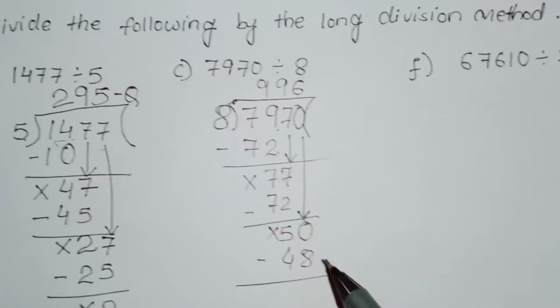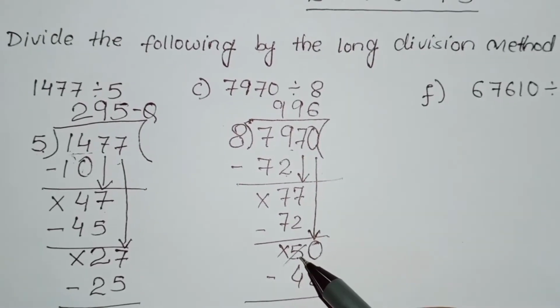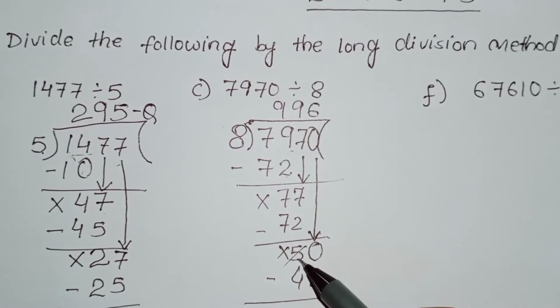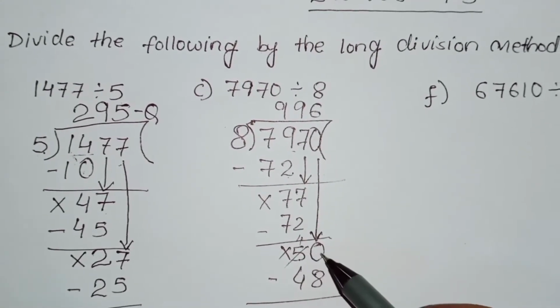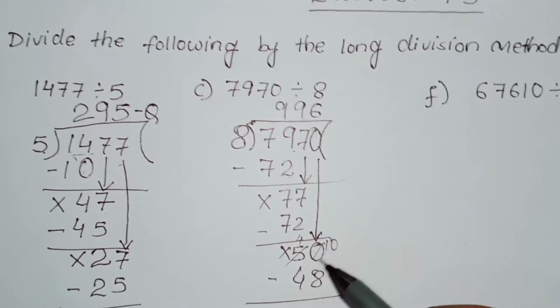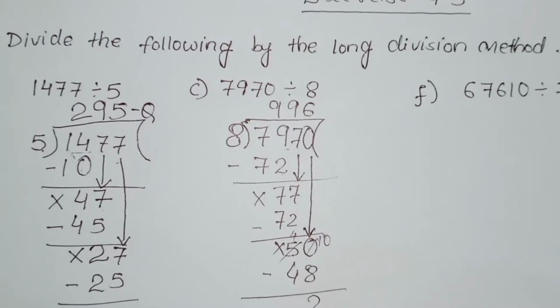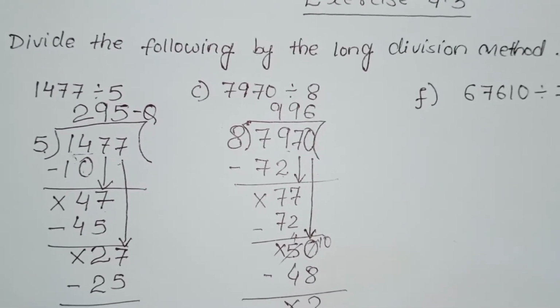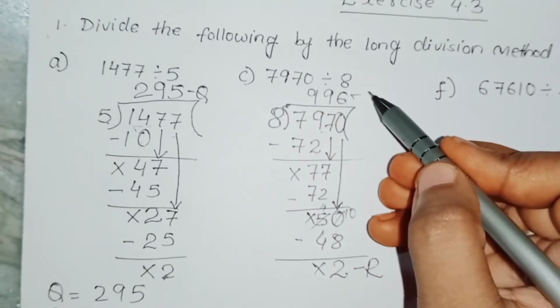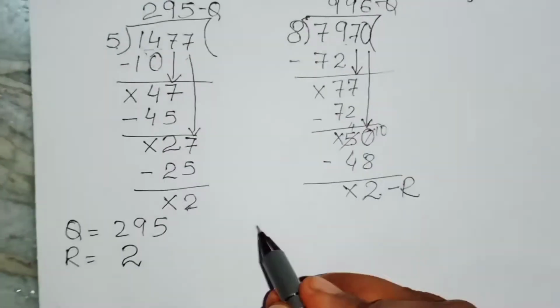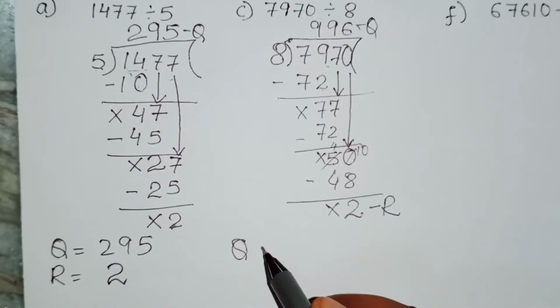Now let's subtract. From 0 we cannot subtract 8. So this 0 will take one carry from this 5. So this 5 will become 4, and this 0 will become 10. So 10 minus 8 is how much? 2. And 4 minus 4 is 0. So what is this? It is the remainder. And what is this? This is the quotient. So let's write here what is the quotient.